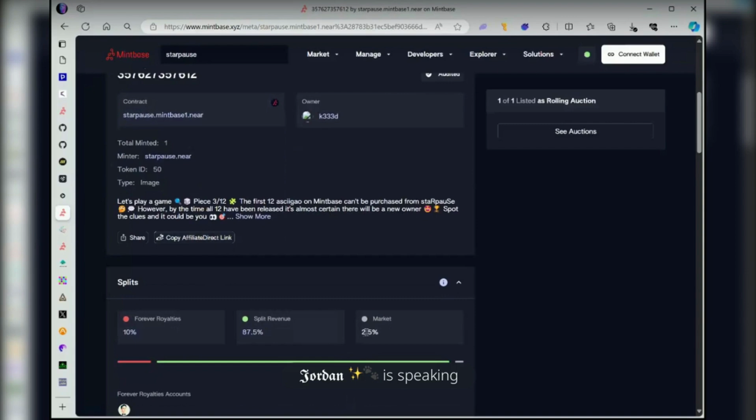So, or the commission from the trade. Normally, Mintbase takes 2.5% of every sale that happens on the marketplace. And if you use your affiliate direct link, then you get half of that. So you get 1.25% of the sale for whatever NFT you helped promote, basically.